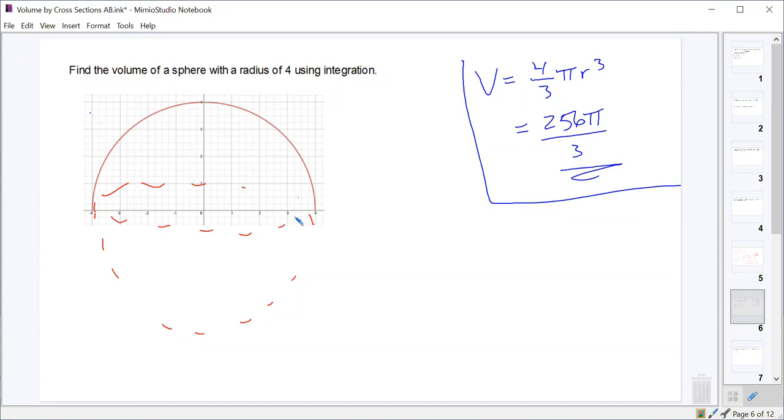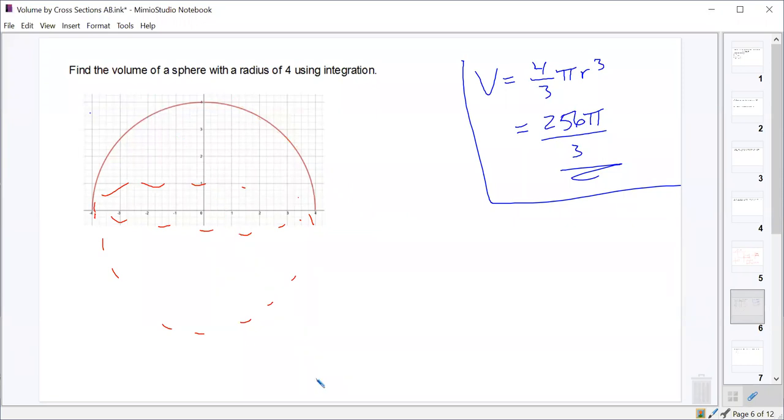Now the cool thing about a sphere is if I slice it right there where I drew that line, and then open up the faces, what do they look like? What does the face of where I've sliced look like? Circle. What if I slice it right there? What do they look like? Circle. What if I slice it like that? Also a circle.